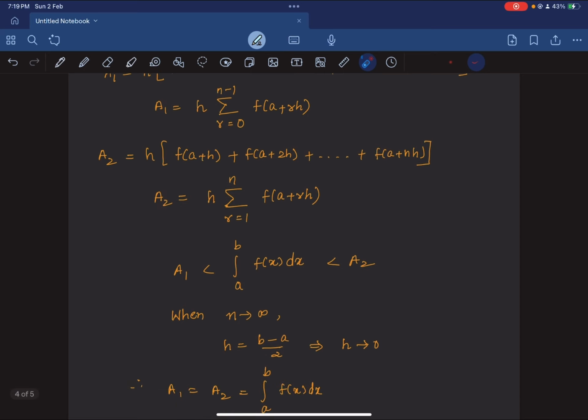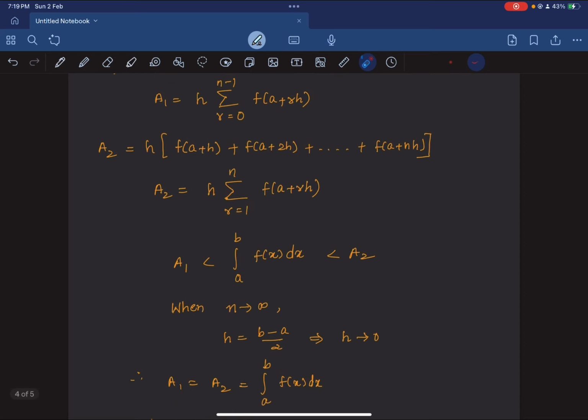Now what is the sigma representation of a2? This is the formula for a2. We saw it in the previous slide. This starts from f of a plus h, a plus 2h, and it goes till a plus nh. So this can be written as f of a plus rh, r running from 1 to n. You put r equal to 1, you'll get the first term. Put r equal to 2, you'll get the second term. Put r equal to n, you'll get the last term. So this is the sigma representation of a2.